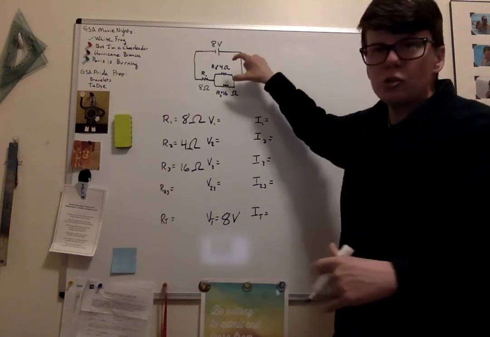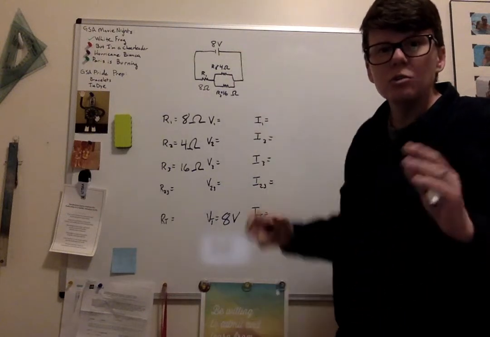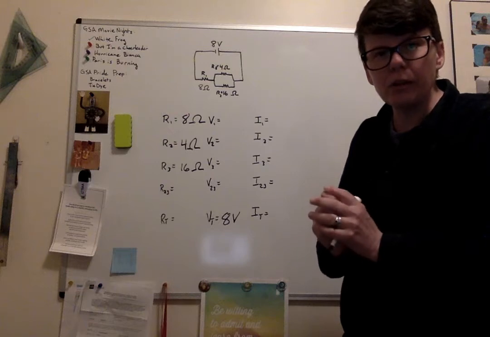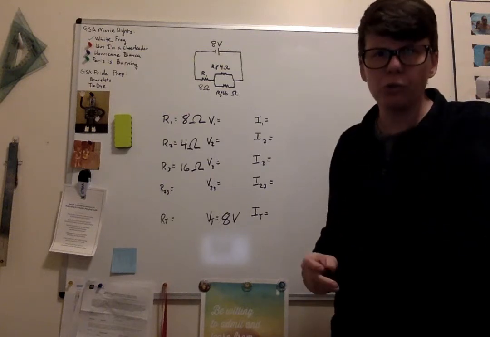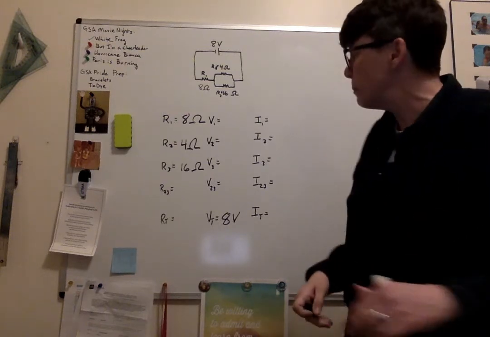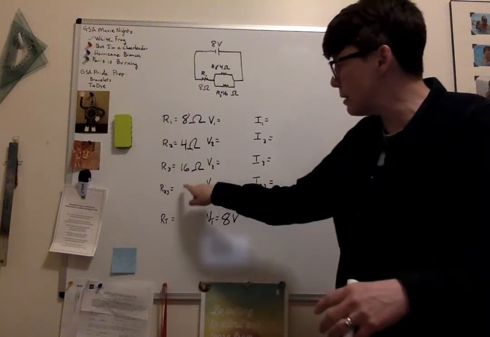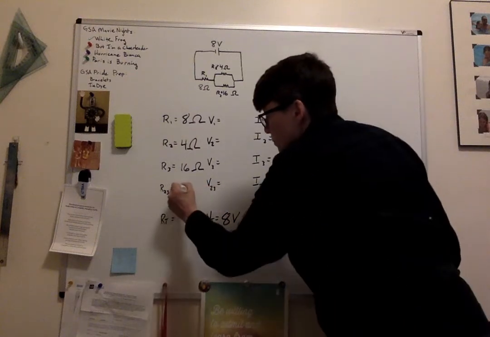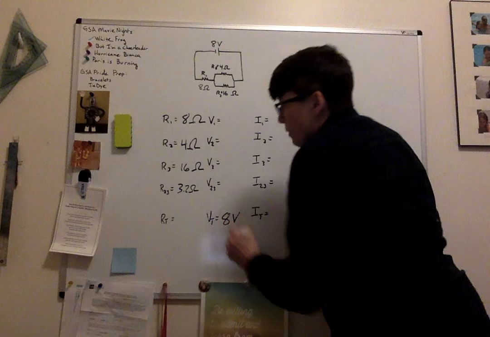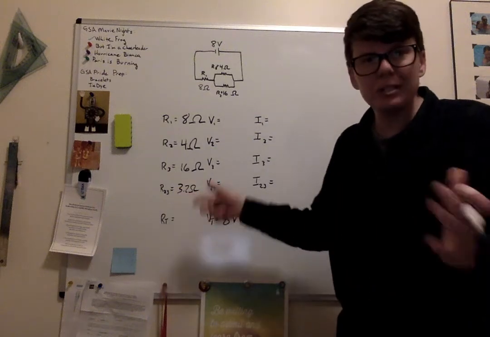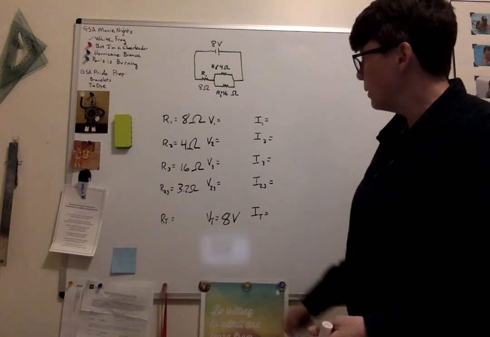I recognize that R2 and R3 are in parallel, so I've combined them using the parallel equation. 1 over R total equals 1 over, that thing. I did the math on that ahead of time. That's 3.2 ohms. Again, this row doesn't exist on your paper. It's handy to slide it into the table.